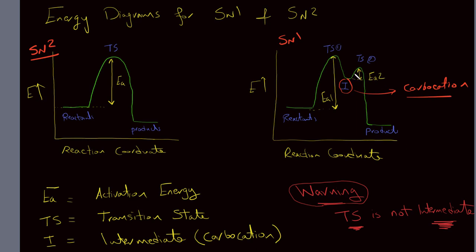Then you spend more energy for the nucleophile to attack the intermediate, and then you have products. So you have two transition states and one intermediate for SN1. In SN2, you only have one transition state and no intermediates.